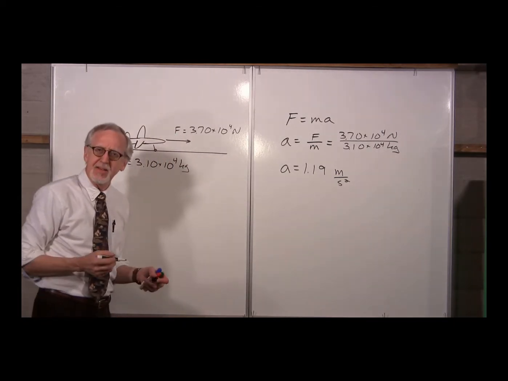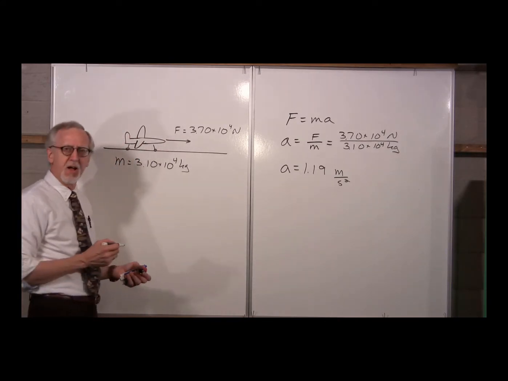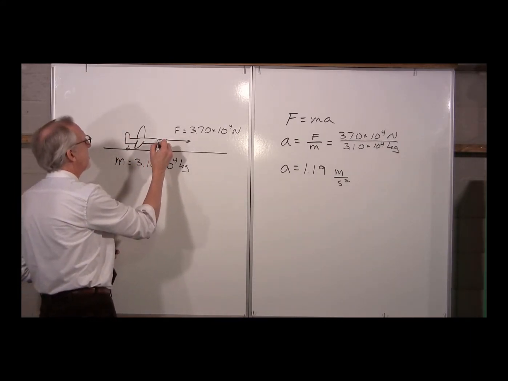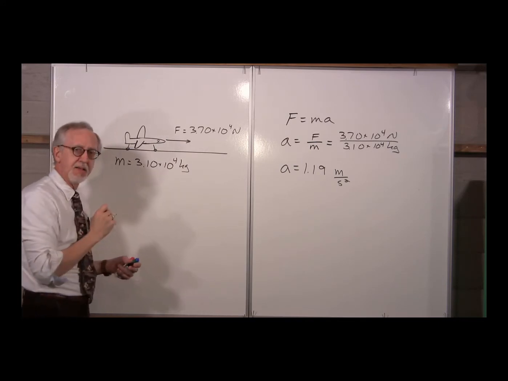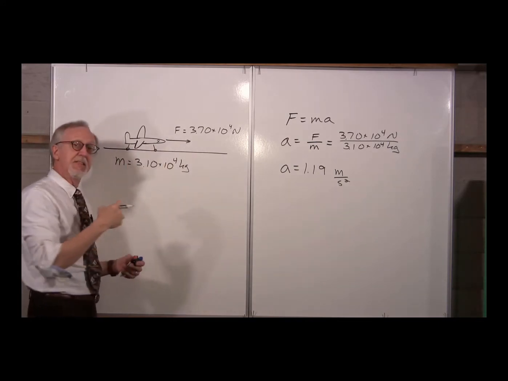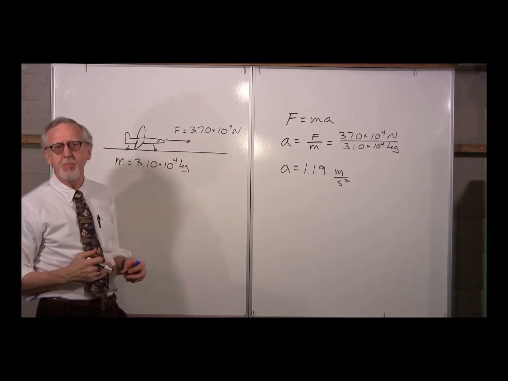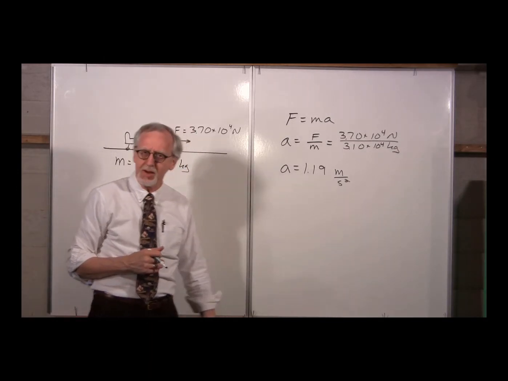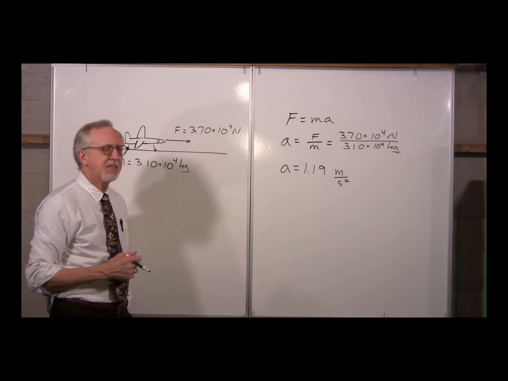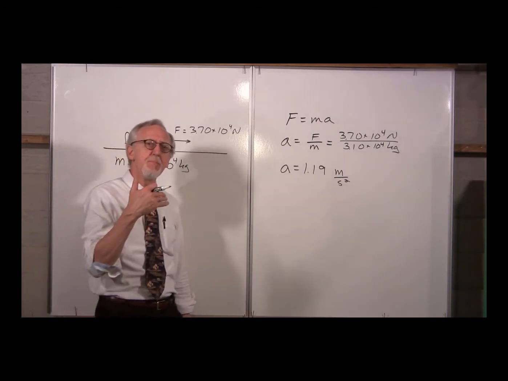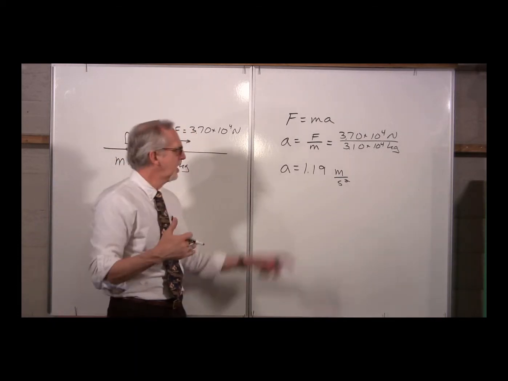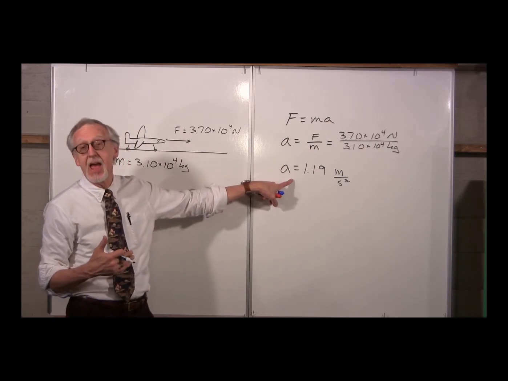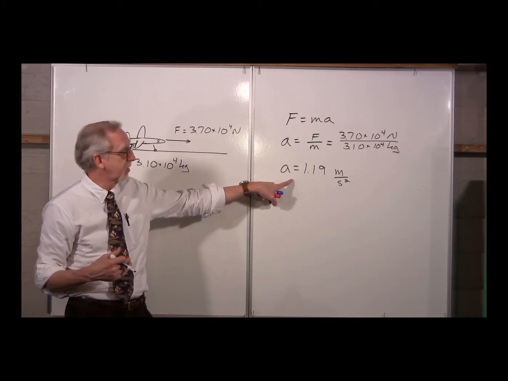Let's imagine that Dr. Evil is flying this plane, so we've got Dr. Evil in here sitting as the pilot. Dr. Evil is going to accelerate at the same rate as the plane, so Dr. Evil has got an acceleration of 1.19 meters per second squared. Let's see if we can figure out what is the force that must act on Dr. Evil to make him accelerate at 1.19 meters per second squared.